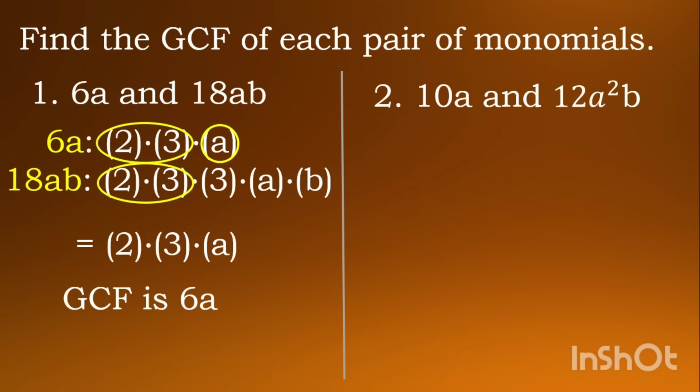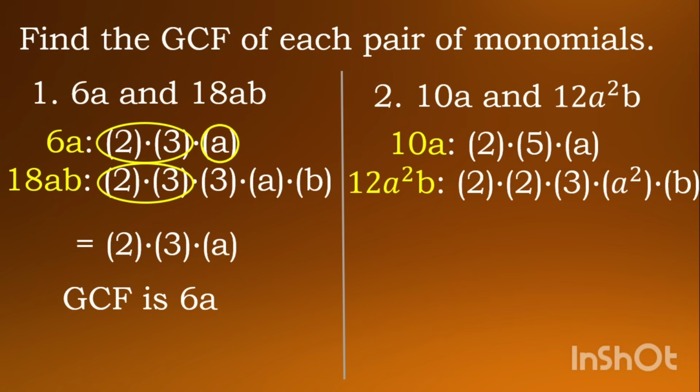Next, I have here 10a and 12a squared b. So, hanap ulit tayo o mag-isip tayo ng mga prime numbers na factors ng 10. So, we have 2 and 5. 2 times 5 is 10. And then for 12a squared b, we have 2 times 2 times 3, because 2 times 2 is 4, 4 times 3 is 12. And then a squared times b.